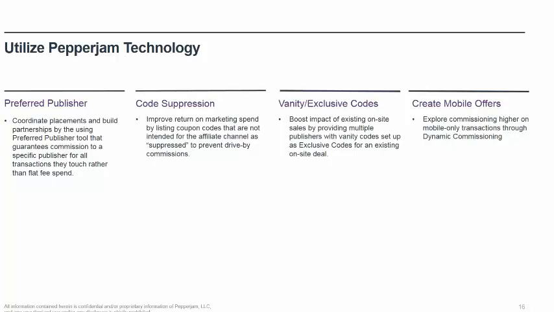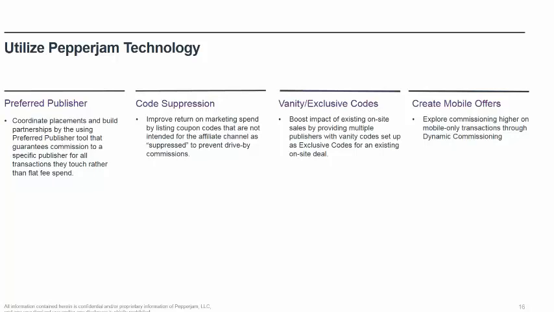You also have the ability to give publishers vanity or exclusive codes. Maybe you want to leverage this similar to the preferred publisher tool, where you can give them an exclusive code and commission increase in exchange for some extra placement on their site, especially if you don't have as much budget to work with publishers.